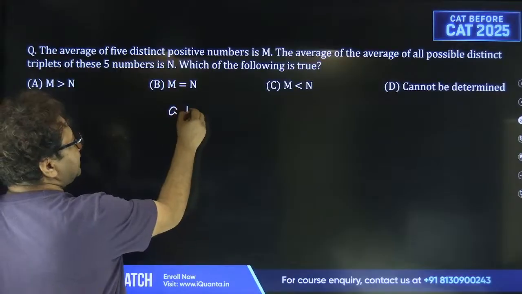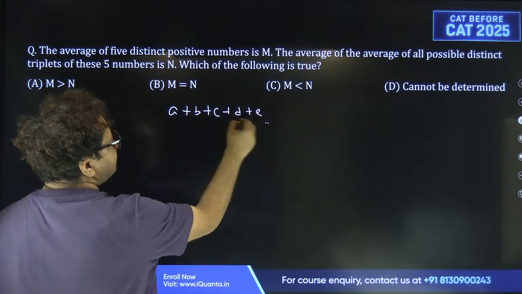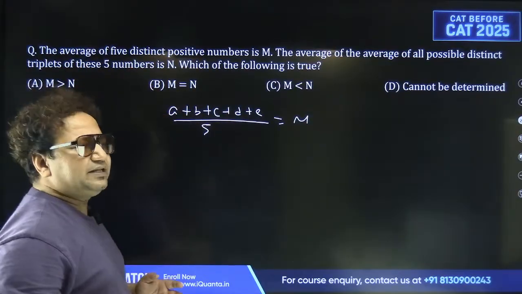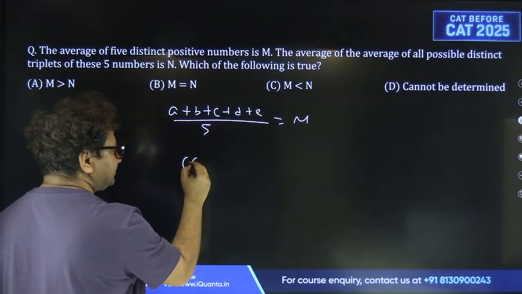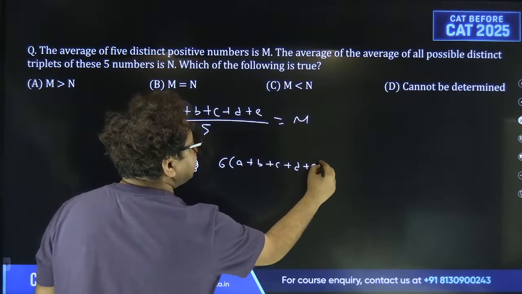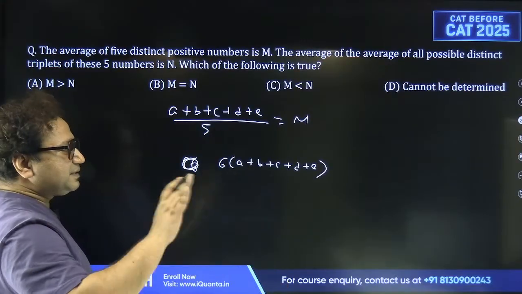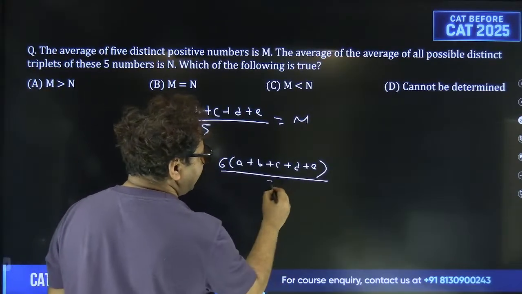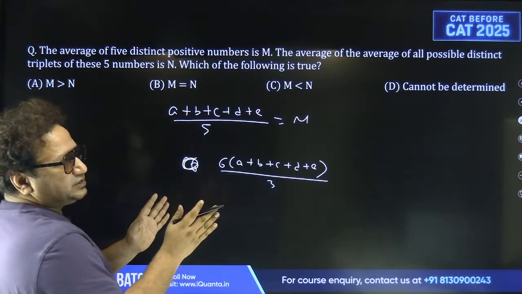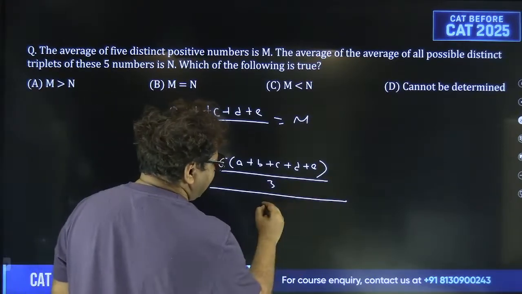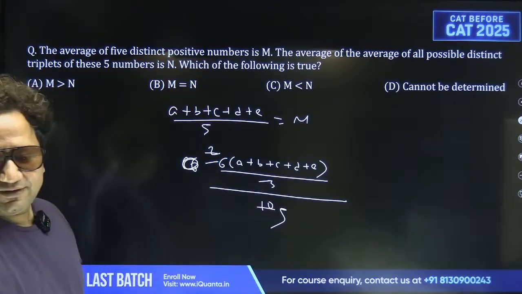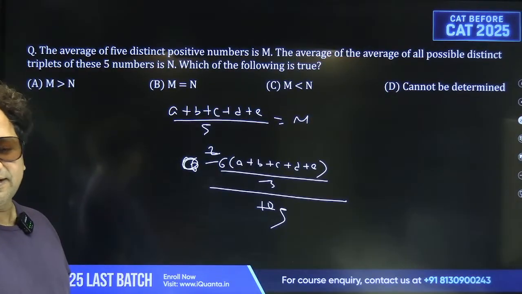5 distinct integers, the average was m. Average of all possible distinct triplets. Now everybody knows each will come 6 times. So 6 times A plus B plus C plus D plus E is the sum of all the triplets. The average was 3 terms. This is the sum of all the possible averages upon 10. We have 10 triplets. So this is how we could have solved it directly. This will save 45 seconds. Yes or no? Is that right?